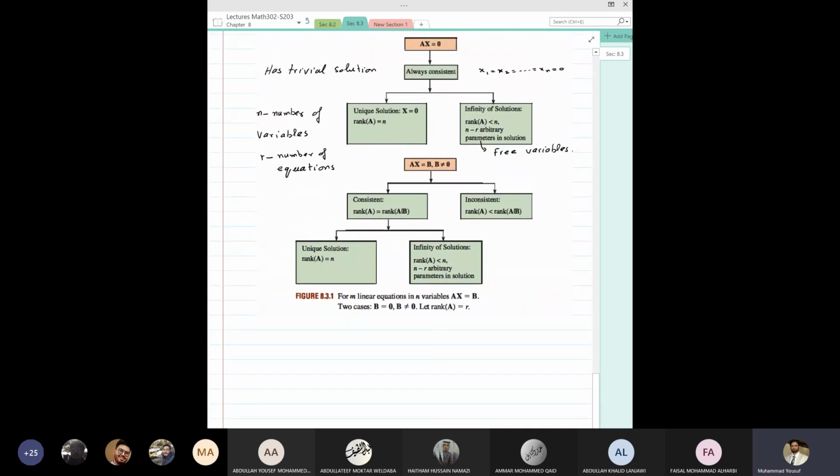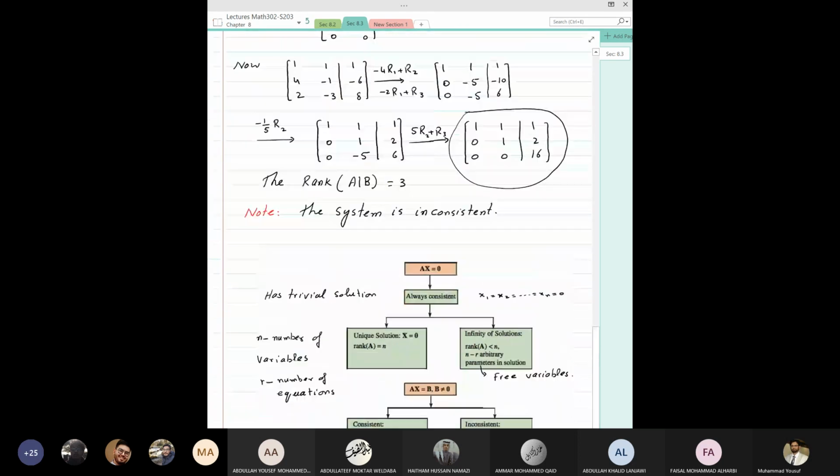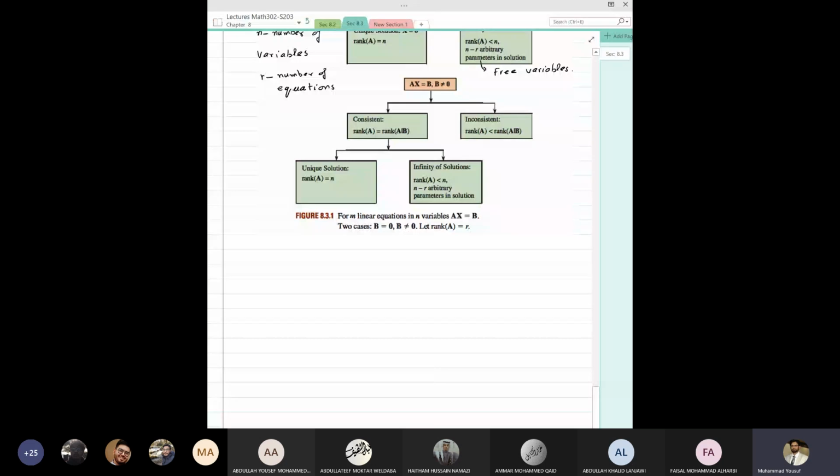R here is the number of equations that are linearly independent, or all equations? All equations. Okay. R is number of equations. Okay. So we have this one.